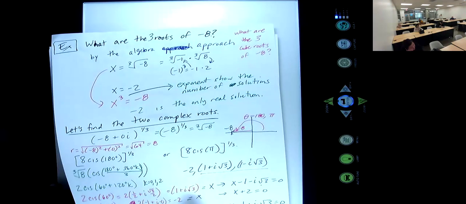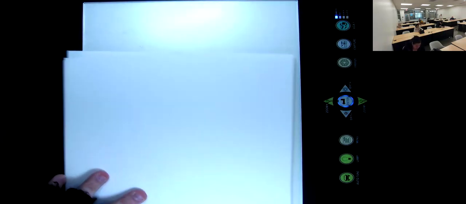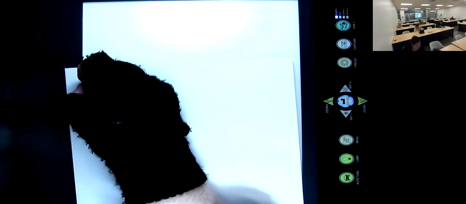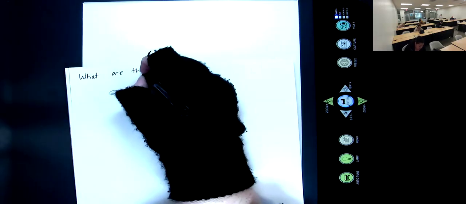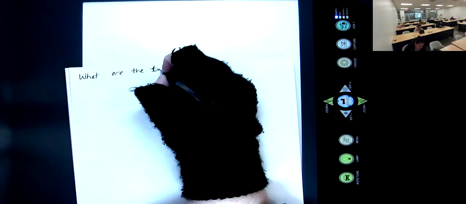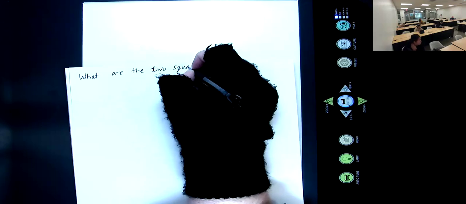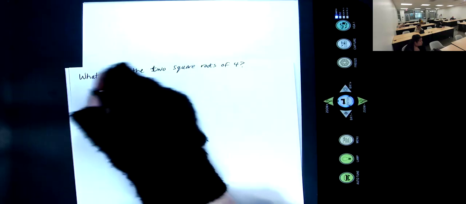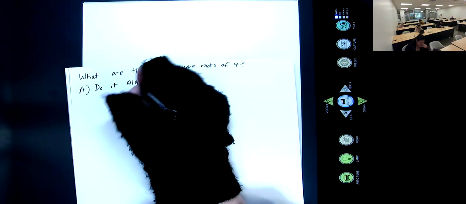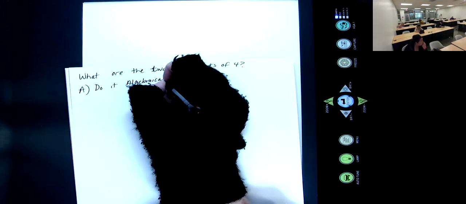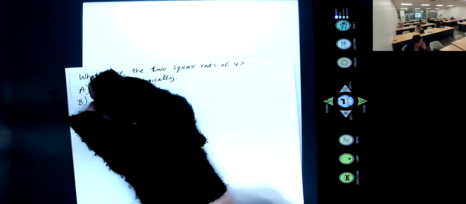Let's take a look at ones that you know the answers to. What are the 2 square roots of 4? You can do it A, algebraically, and B, using the math.